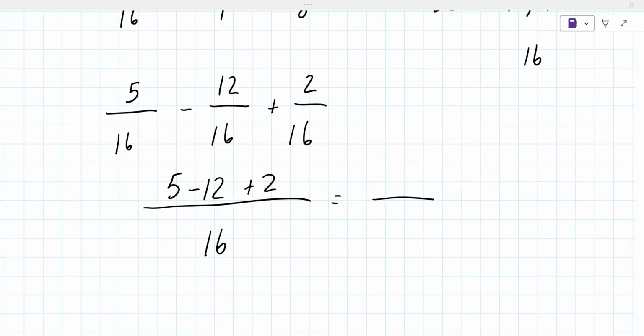Okay, I got -8/16. Try that one more time. So what is 5 minus 12? It's -7. Oh, there's a mistake. So would it be -9/16? Well, so yeah, this is -7 plus 2.